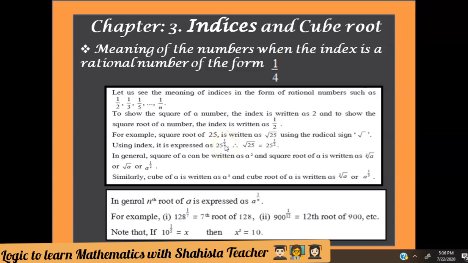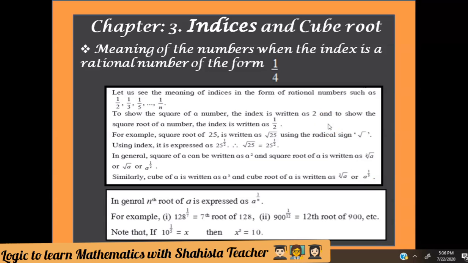Now here the 2 is the root, the square root, so we can read this as 25 square. Is that clear? Now this 1 upon 2 is a rational number, we can write 1 upon 3, so 1 upon 3 means cube root, 1 upon 2 means square root. Is that clear? Now students, in this way we learn the meaning of the number when the index is a rational number of the form 1 upon n.